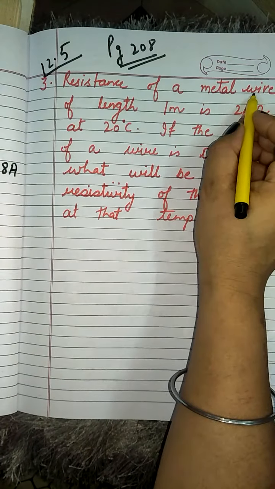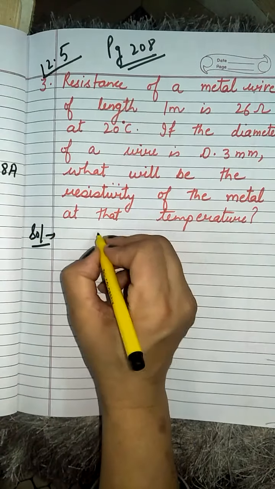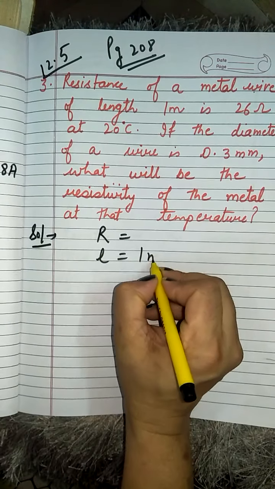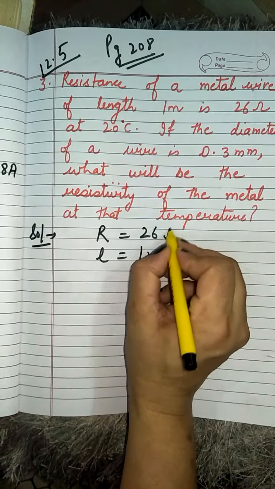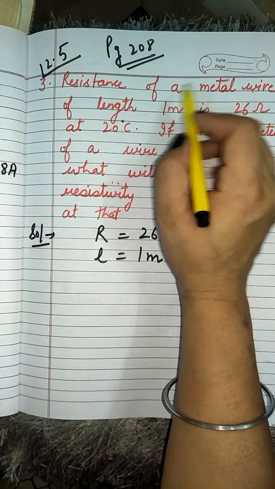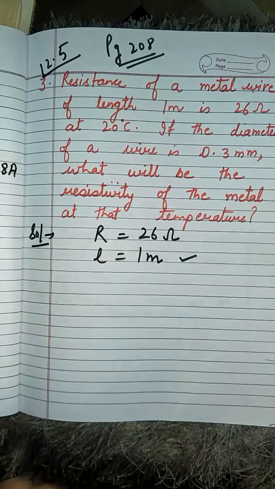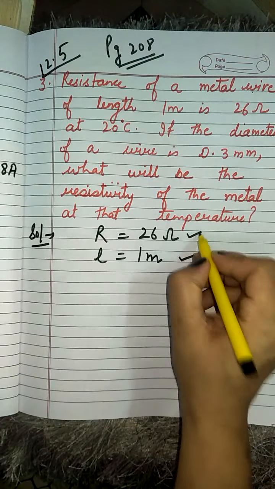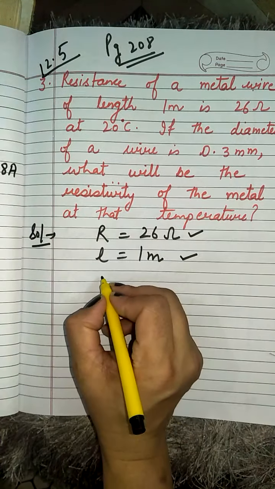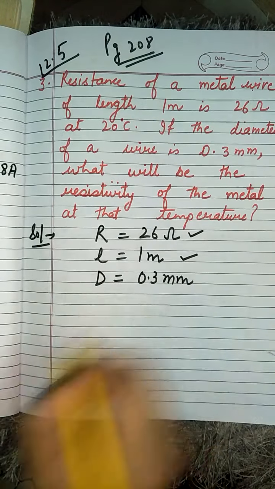The resistance of a metal wire. Solution we are going to find out. The resistance of a metal wire of length 1 meter is 26 ohm. I hope you are getting it. Resistance of what? Of the metal wire, whose length is 1 meter. Its resistance is 26 ohm. Okay.